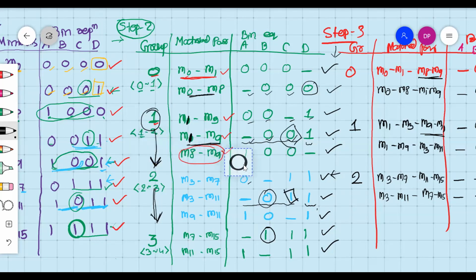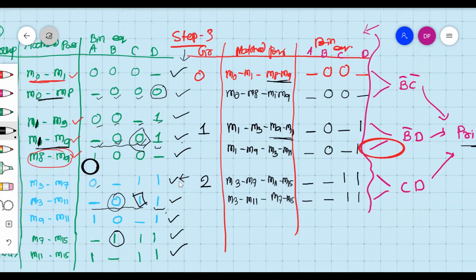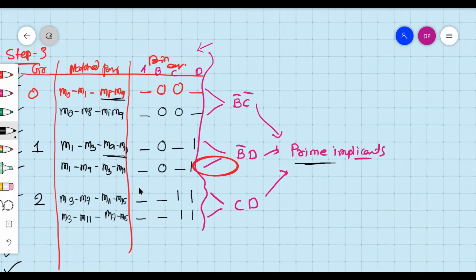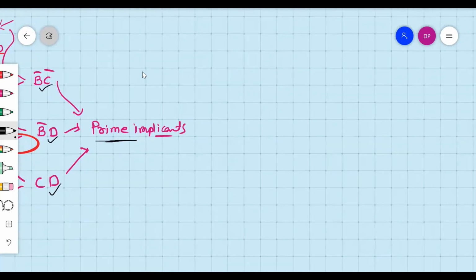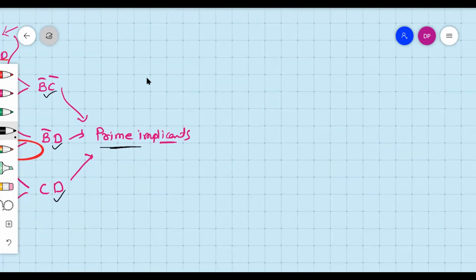So the prime implicants here are only these three. Now after getting these three values from the third table, what we have to do is make one more table. Okay, so I will take prime implicants here, right?